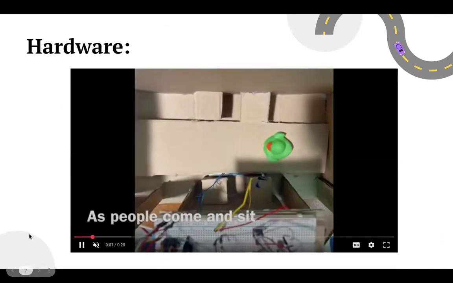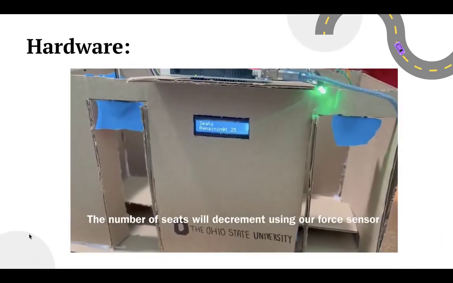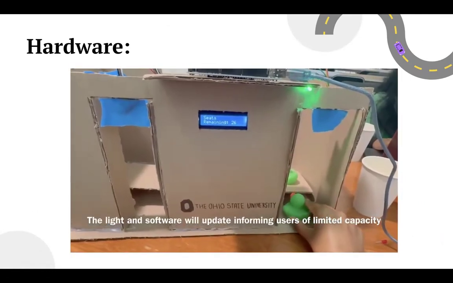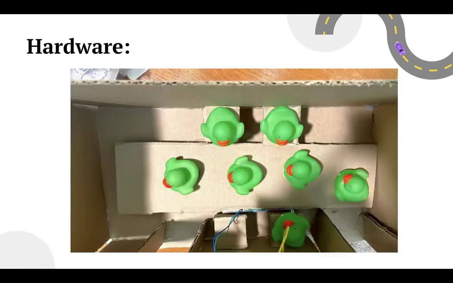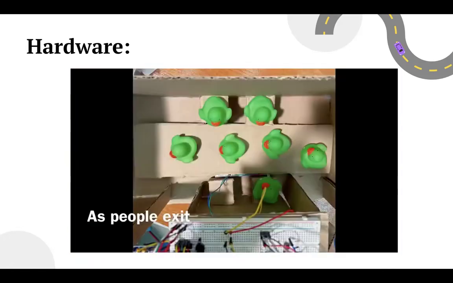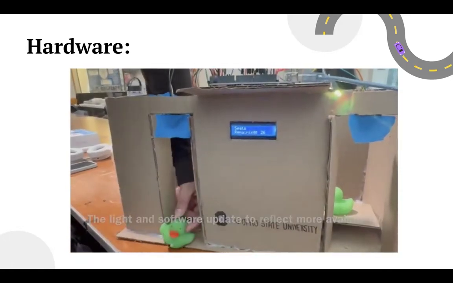So this is the hardware side of our project. As you can see, as people come and sit, the 4 sensors under the seat register and decrement the amount of seats available, and that will display on our software side as well. And as more people enter, it'll also update the capacity available using the lights and our software as well. Once it reaches max capacity, it'll turn red. And as people exit, it will also continue to update the availability using the lights and the software side.